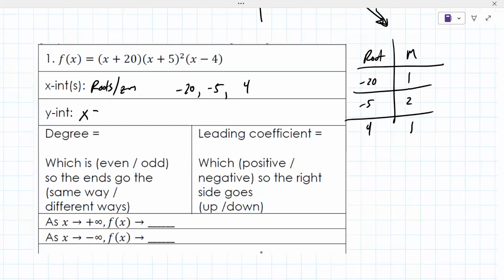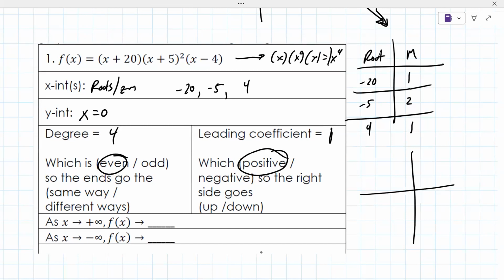The y-intercept is when x equals 0. The degree you get from the leading term, this is an x times an x squared times an x, which is x to the 4th. So it's degree 4, it's even. The leading coefficient is 1, like we did all that, it's positive. And so now you can draw a quick sketch of it. It's going to look something like that. And then you can do your end behavior. And that's kind of the speed at which you want to be able to work through something like this, which probably feels pretty fast, but you can do that now.